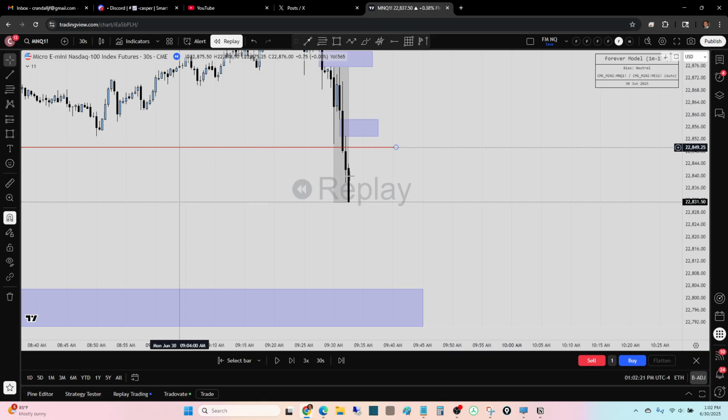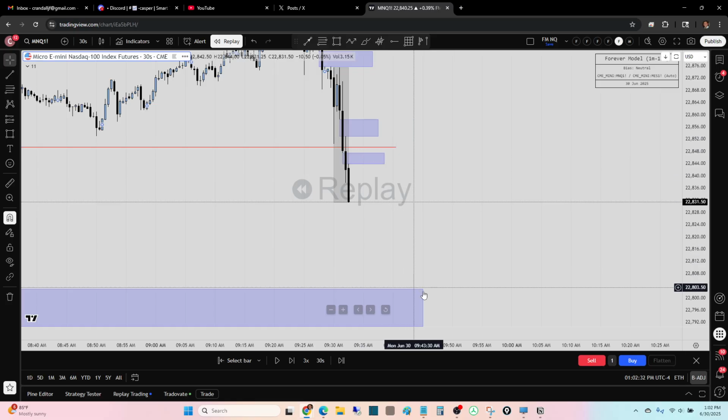Create another one. So basically, at any time, my mindset should be: we're bearish and we've got this POI to trade towards, so we should only be looking for sells.